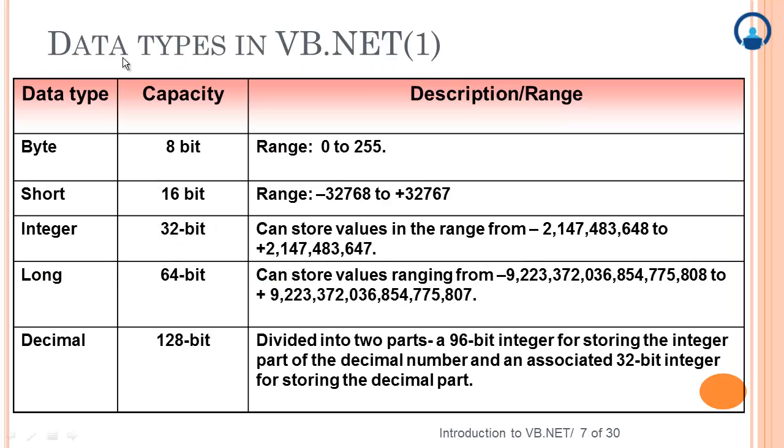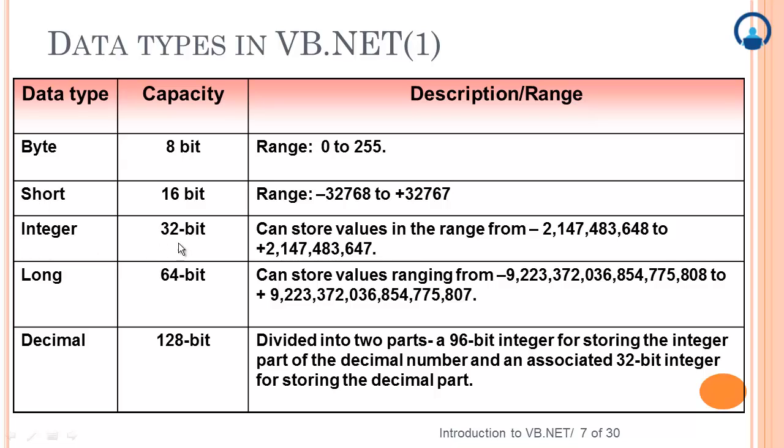Moving on, we'll see data types used in VB.NET. First is byte. The capacity of this data type is 8-bit, and the range which you can store in this is from 0 to 255. Hence, we have another, short. The capacity is 16-bit. The range of this is from minus 32,768 to plus 32,767. These are the values which you can store in a variable of type short.